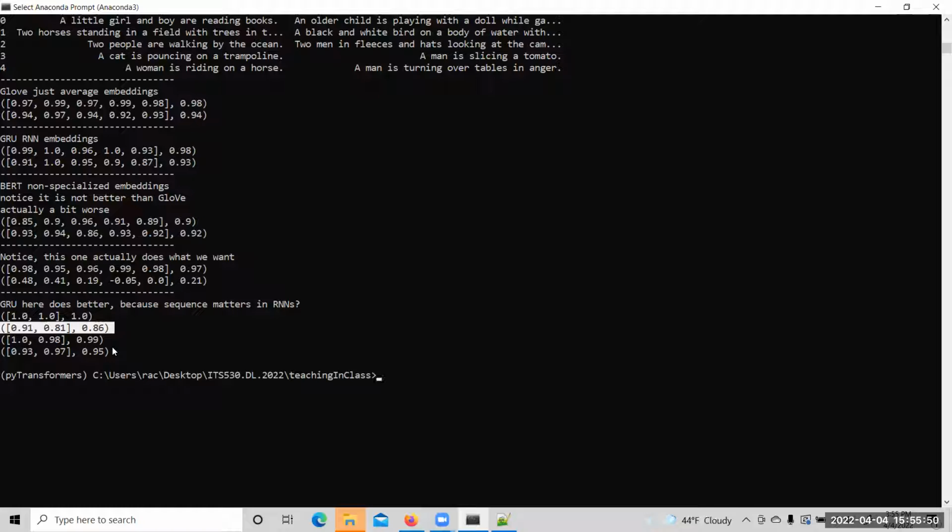Why do you think that is? Is it the sequence that is getting brought up? Yeah, it's the sequence, right? Because RNNs consider sequence, whereas GloVe literally just averages things. GRU actually is considering sequence.